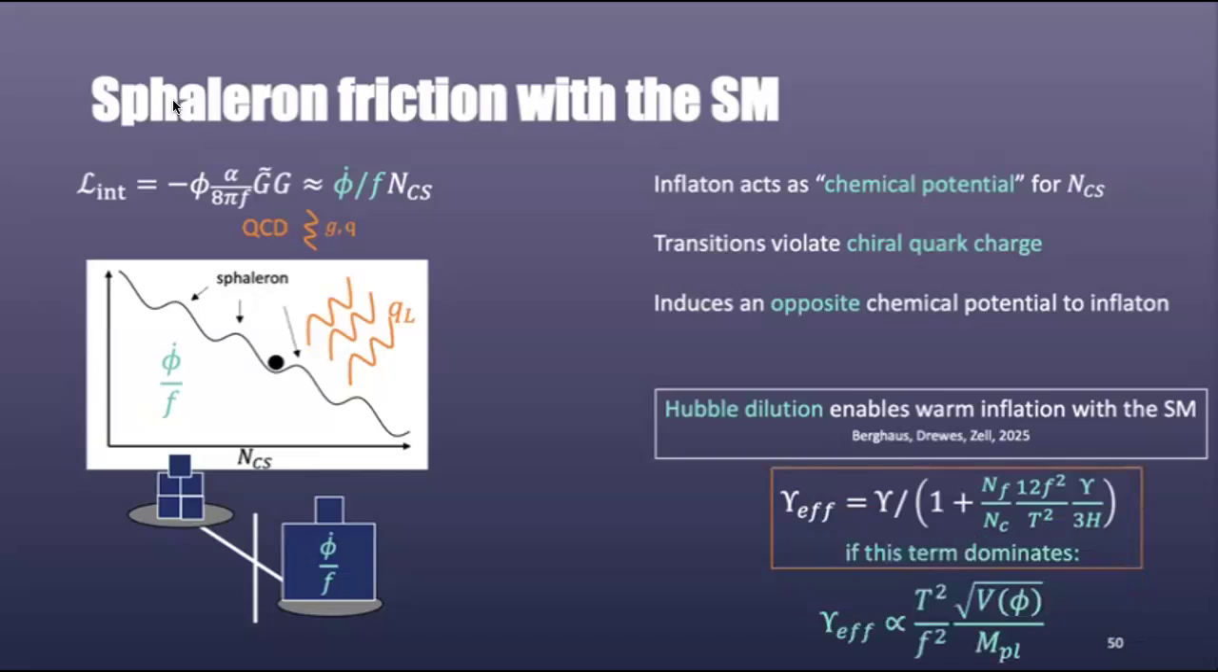That means we have a regime where this term can be small, in which case nothing has changed. We have our regular scaling with temperature. But we can also have a regime in which this term does dominate at the end of the day. And then we get a different scaling. We get a scaling that goes as temperature squared.